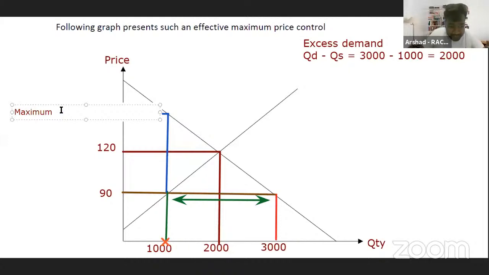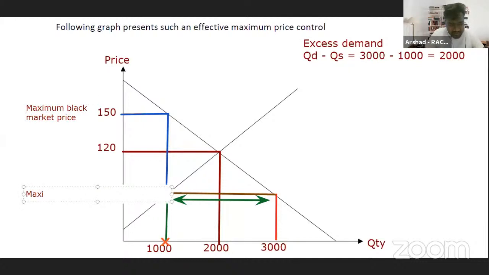So maximum black market price. I will label these, okay? What about sugar? I'm not very sure about what exactly is happening in sugar. So this is the maximum price. Can you all give me another name for maximum price? What can we call a maximum price? Control price. Exactly, a price ceiling. So we can call this a price ceiling. That is the maximum.